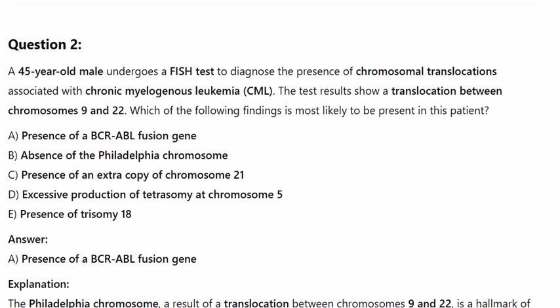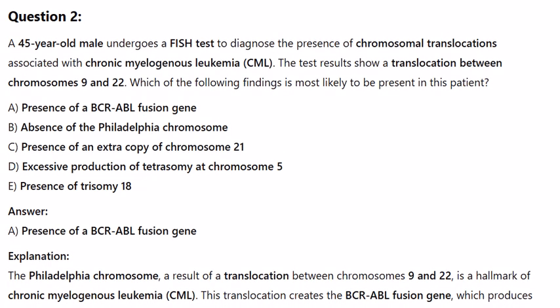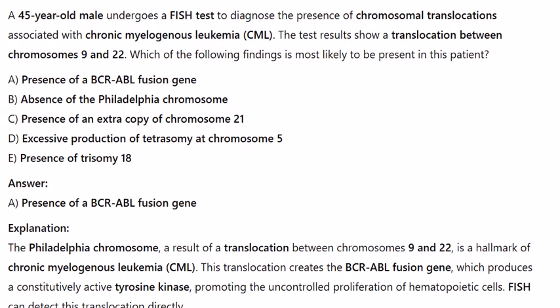Question 2. A 45-year-old male undergoes a FISH test to diagnose the presence of chromosomal translocations associated with chronic myelogenous leukemia, CML. The test results show a translocation between chromosomes 9 and 22. Which of the following findings is most likely to be present in this patient? A. Presence of a BCR-ABL fusion gene.